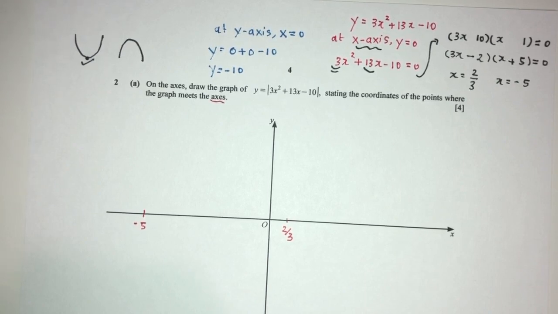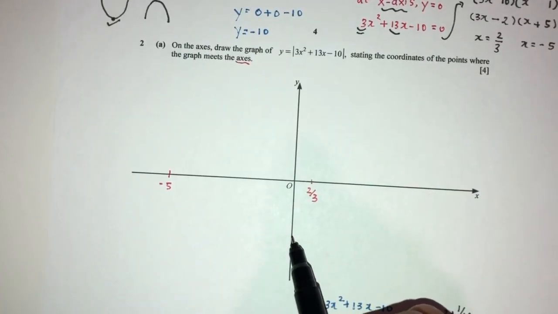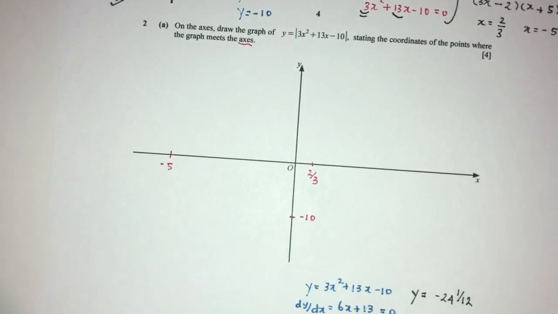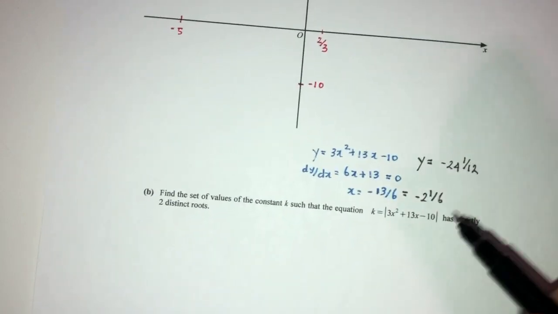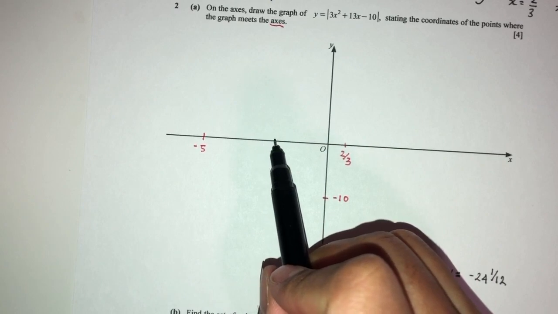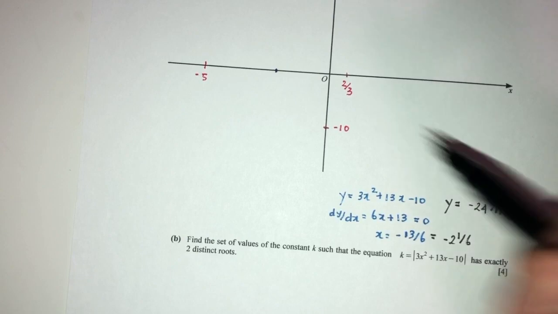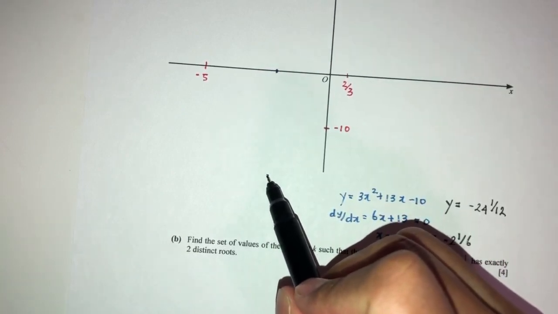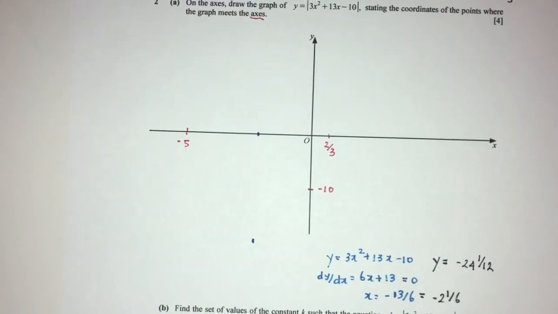When x is equal to 0, I have y is equal to minus 10. I'll choose minus 10 to be somewhere over here. And then the minimum point is minus 2 1 over 6. Let's say it's somewhere over here. And then minus 24 1 over 12. Let's say it's somewhere over here. Approximately, right? So that should be my points.